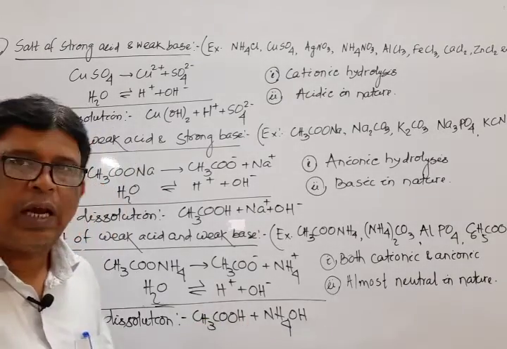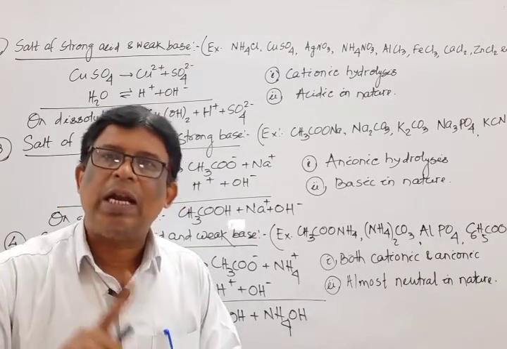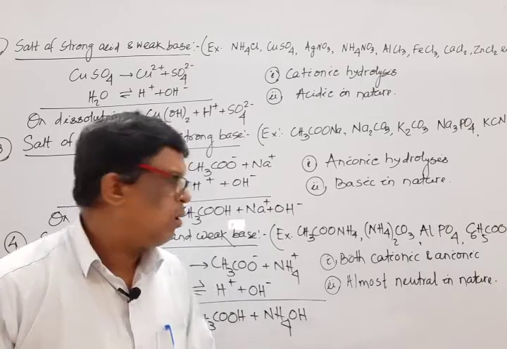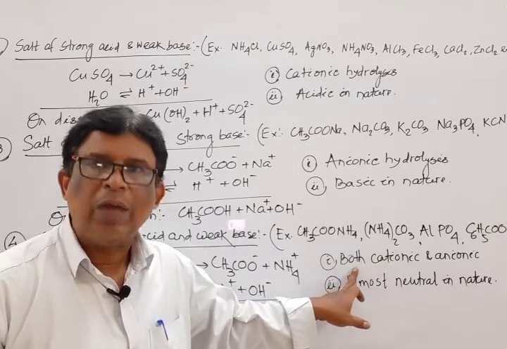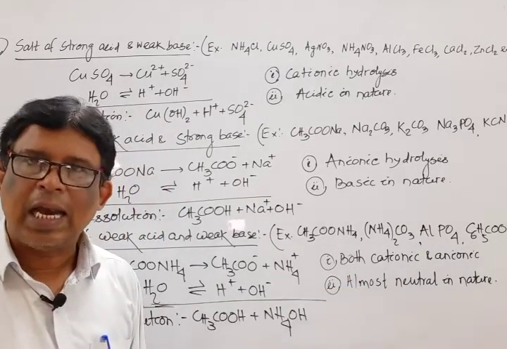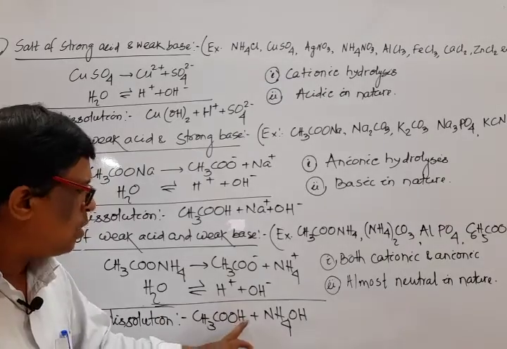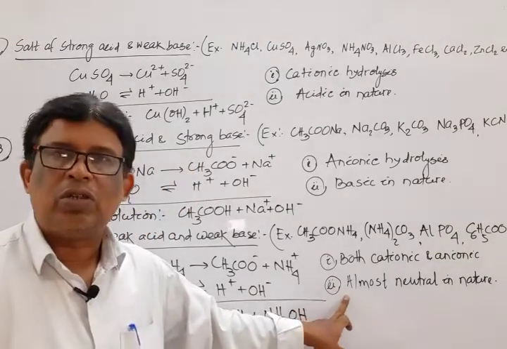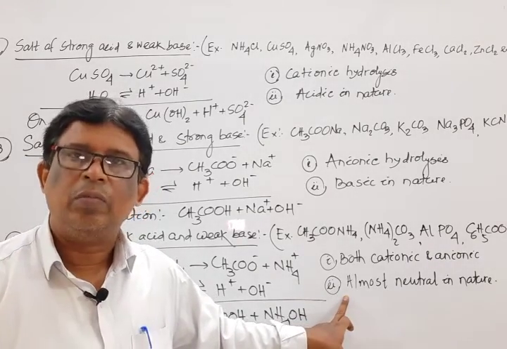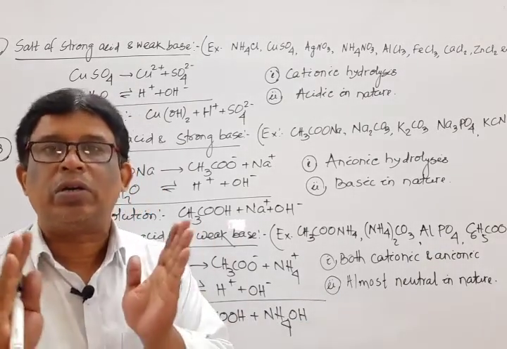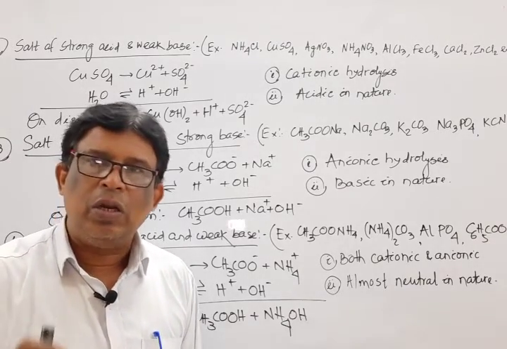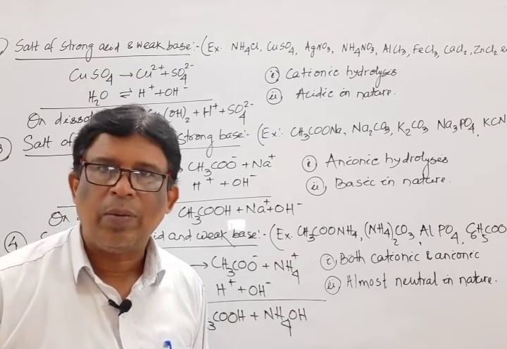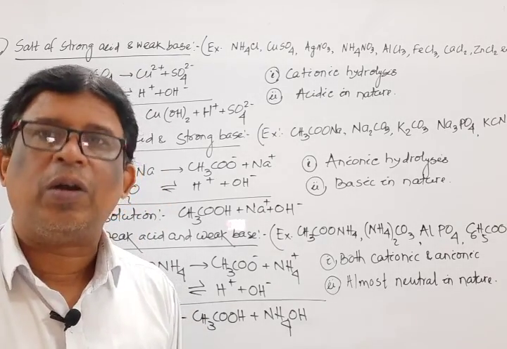And here we observe that both the cation and anion of the salt interact with their oppositely charged ions of water. Therefore, the type of hydrolysis is both cationic and anionic. And since free H+ ion and free OH- ion are both there, in this case the resulting solution is almost neutral. But in other cases, depending upon the strength of ionization, the solution may be slightly acidic, basic or neutral. It is all about the hydrolysis of salt, or salt hydrolysis.